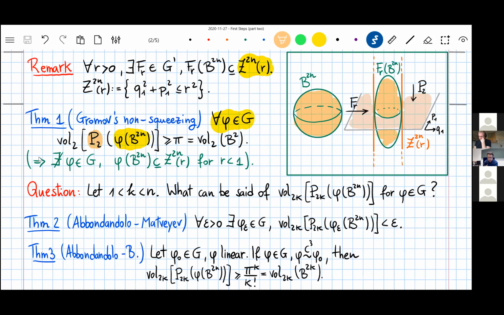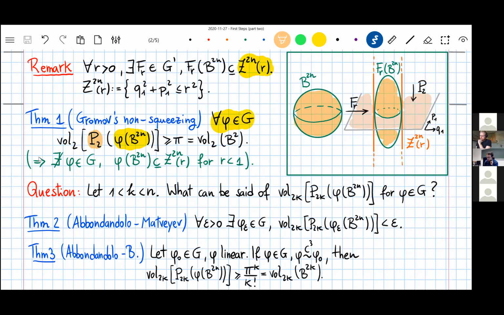If you look at what this means, you cannot find a map sending the ball inside a cylinder of smaller radius, because if you could, then this projection would have area not bigger than pi r squared, which would be a contradiction when r is less than 1. So this gives us a striking difference between the two worlds. And as I was saying before, you can use this omega_0 also to measure volumes, two-dimensional things, but also things in the middle.